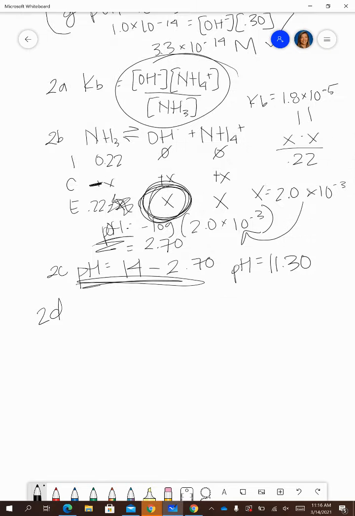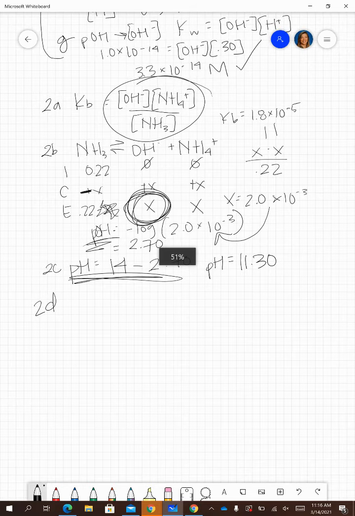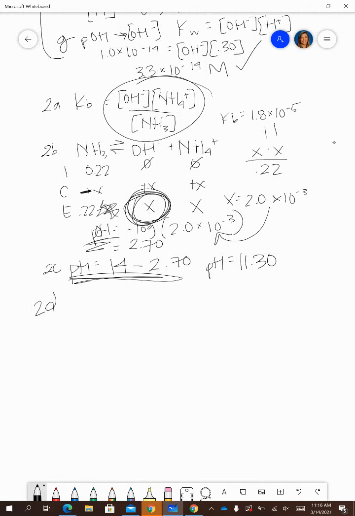Okay, D, what are some things that tell us that this is basic? Well, hey, look, the pOH is low, the pH is high. We have a lot more hydroxide ion in concentration or in our solution than hydrogen ion. Lots of things to use to support that. People did well on that.